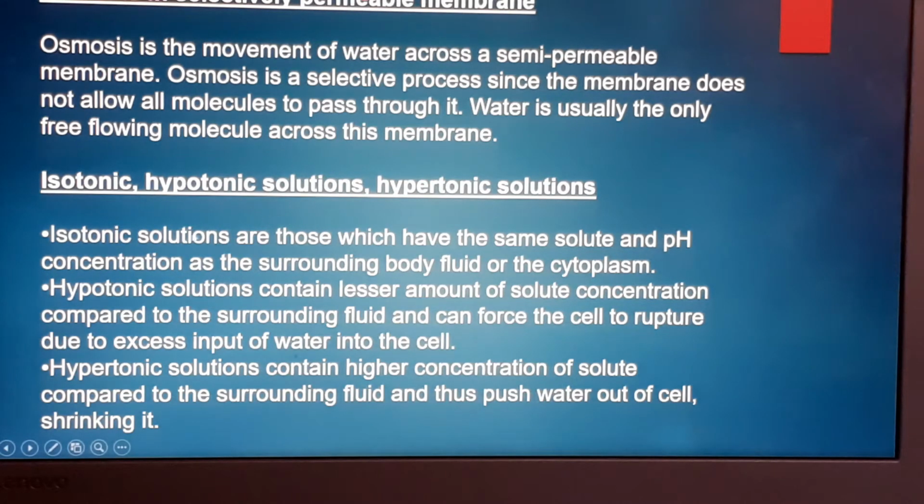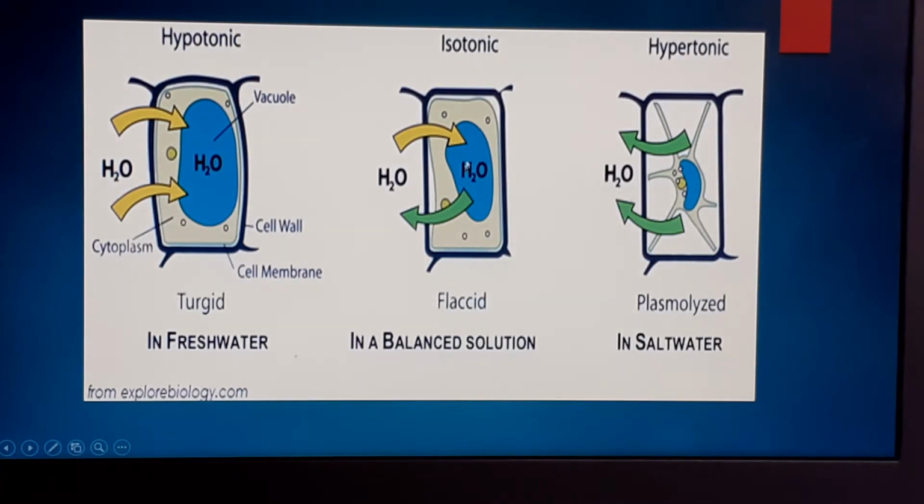See here, isotonic means both the cytoplasm as well as the surrounding body have a fluid-like structure. They have the same concentration and pH, everything is the same level. If it is the same, this solution is said to be an isotonic solution. See here, on this slide, this is the cell, the inside is the cytoplasm, and outside the cell we have water.